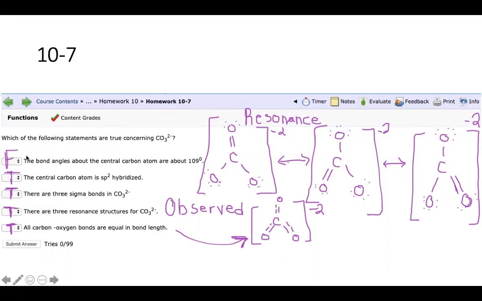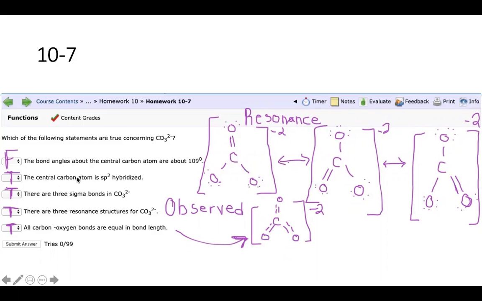First statement says that the bond angles about the central carbon atom are approximately 109 degrees. This is a trigonal planar shape. We have 3 electron groups around our central atom. That's going to give us bond angles of 120. So we know that this first statement is false.